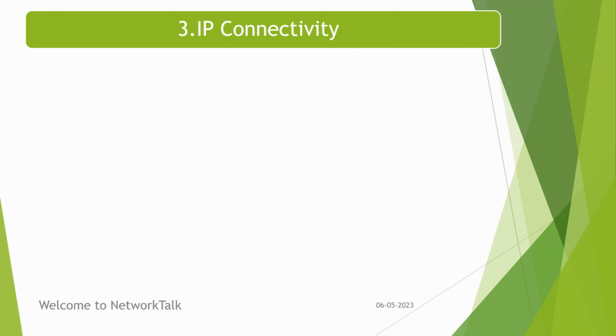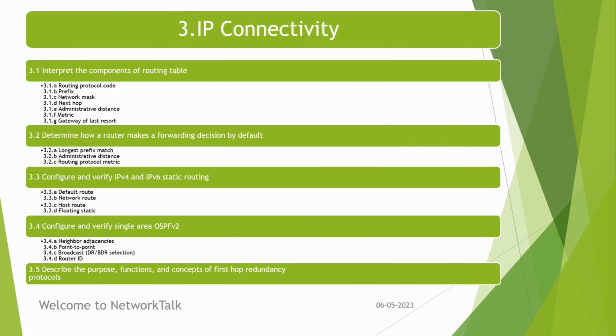IP connectivity is the major topic for CCNA. Components of routing tables: what are the things in OSPF and BGP? They have different kinds of routing tables. So we will see all these things in the routing part.